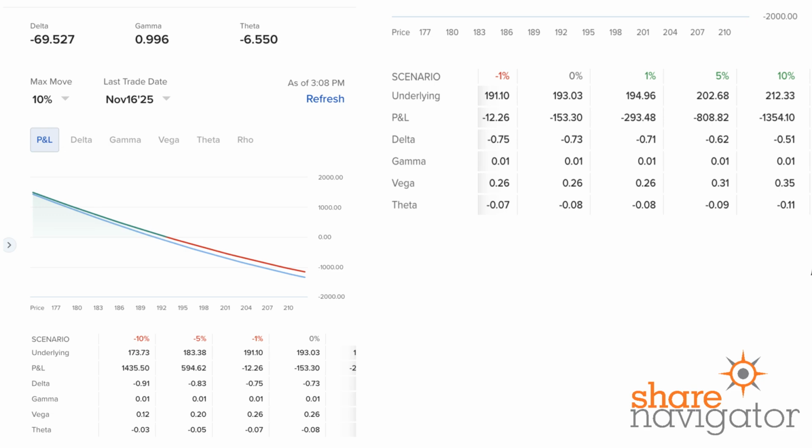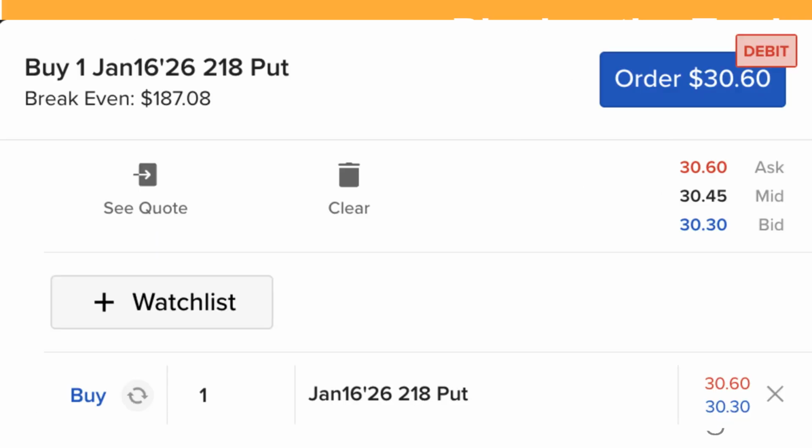So that's the brilliant thing about these online brokerage platforms. It does all the delta, the theta, the Greek calculations for you, and will give you an estimate of what your profit or loss will be on a certain date if the share price went up or down by a certain amount. So now that we're happy to go ahead and place the trade, we're just going to click on the blue button on the top right hand corner of our order window.